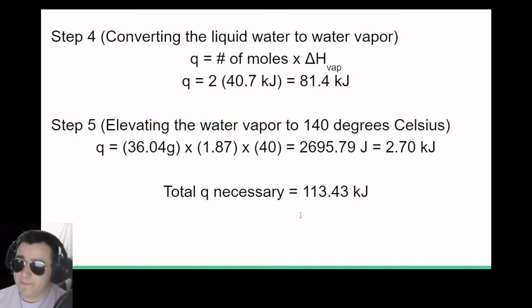The math is simple. Each individual step is easy. But will you know to account for all of the steps? That's the new addition to this kind of problem.